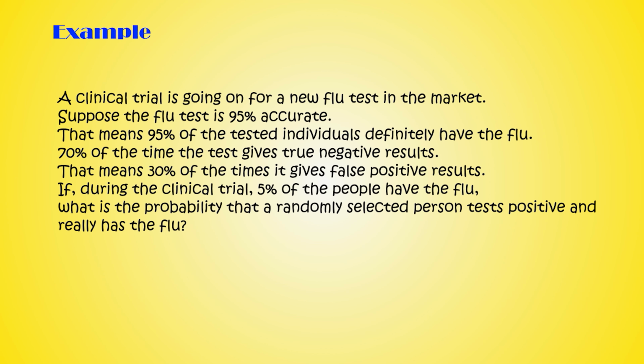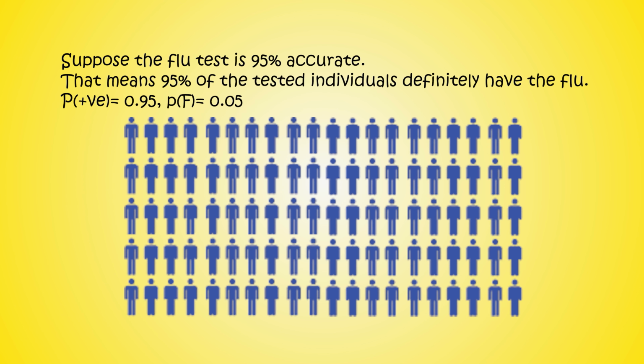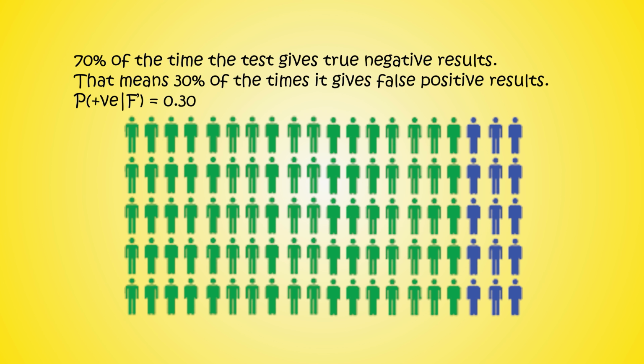Let's see one more example. A clinical trial is going on for a new flu test in the market. Suppose a flu test is 95% accurate. That means 95% of the tested individuals definitely have the flu. 70% of the time, the test gives true negative results. That means 30% of the time, it gives false positive results.